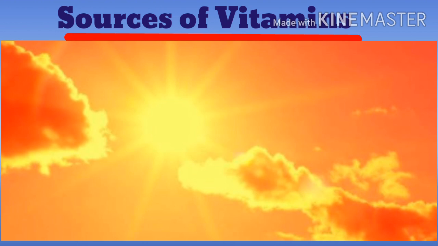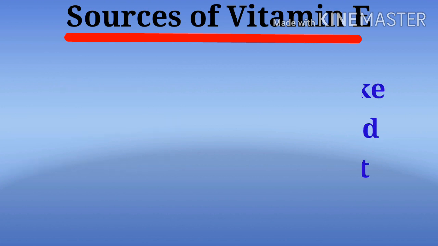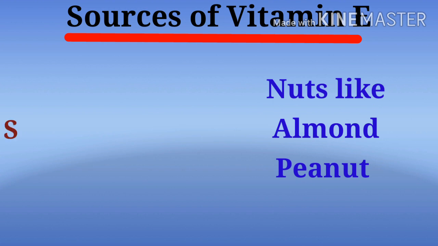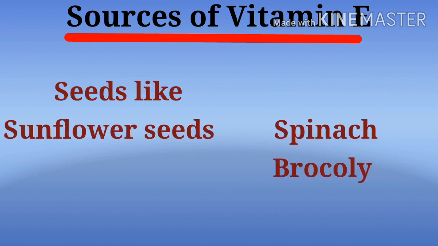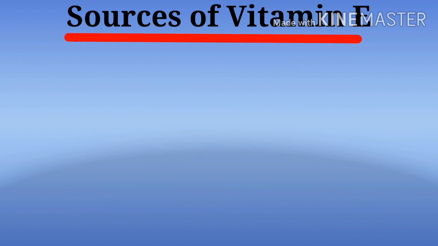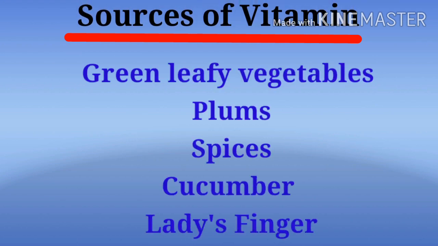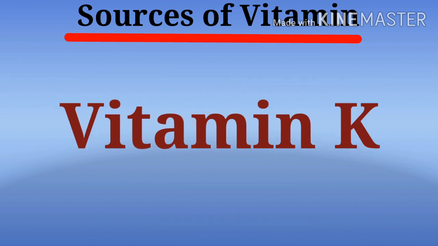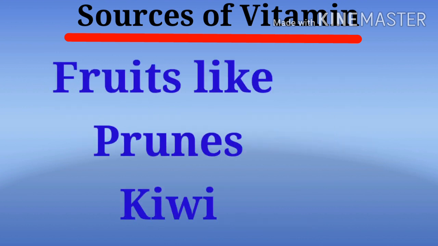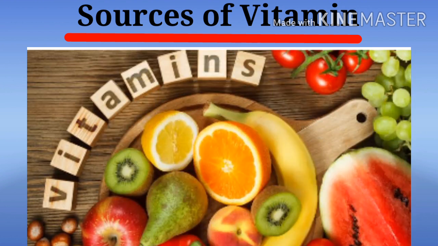Okay children, now let us see the sources of vitamin E. Oils like sunflower oil, soybean oil, nuts like almond, peanut, seeds like sunflower seeds, and then spinach and broccoli, fruits like kiwi, avocado, green olives, etc. are rich in vitamin E. Next, green leafy vegetables, plums, spices, cucumber, lady's finger, etc. are rich in vitamin K. And fruits like prunes, kiwi, etc. are also rich in vitamin K. All these food items which are rich in vitamins help our body to fight against diseases.